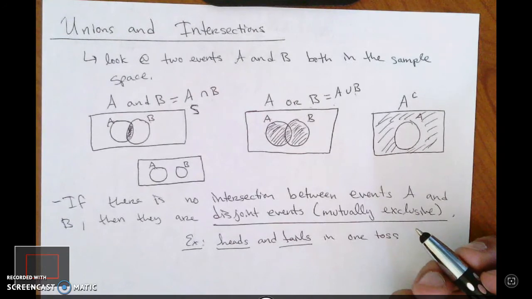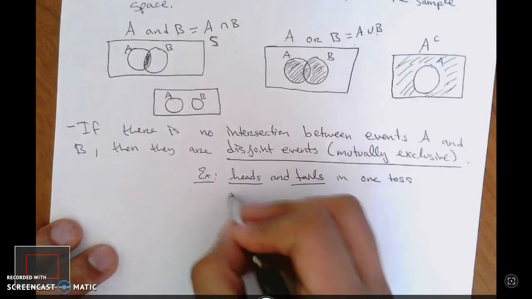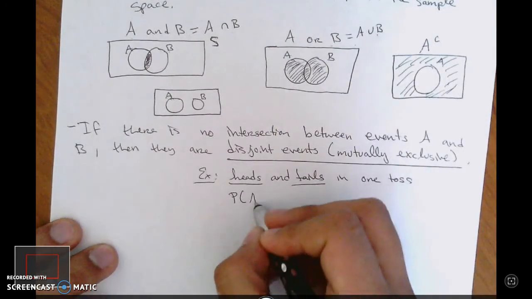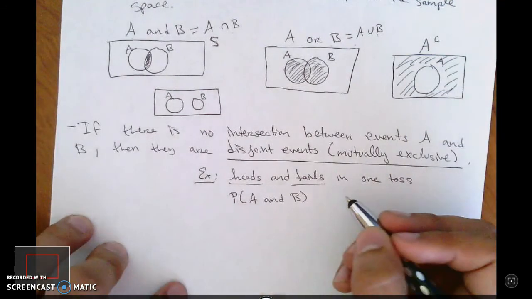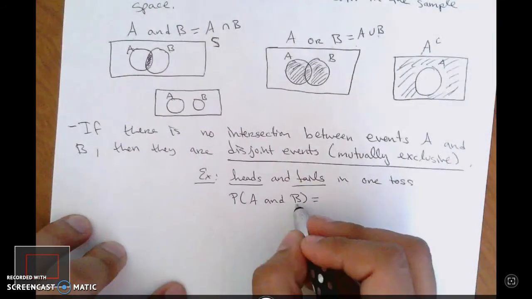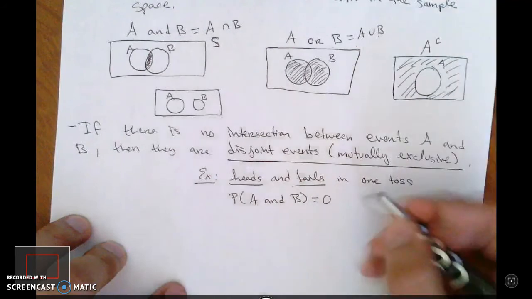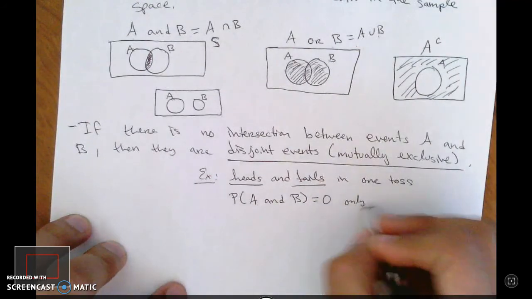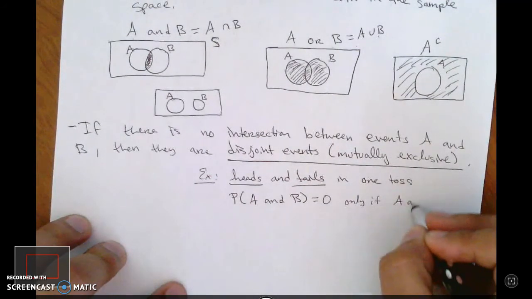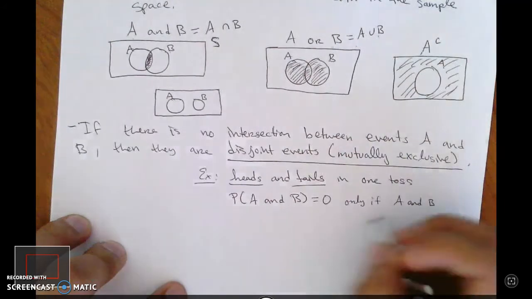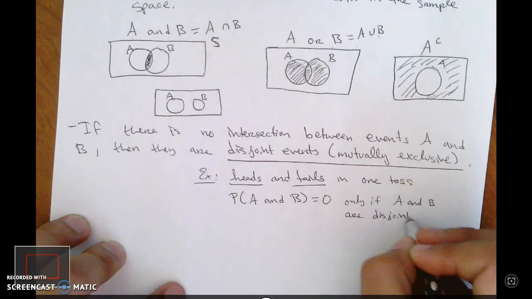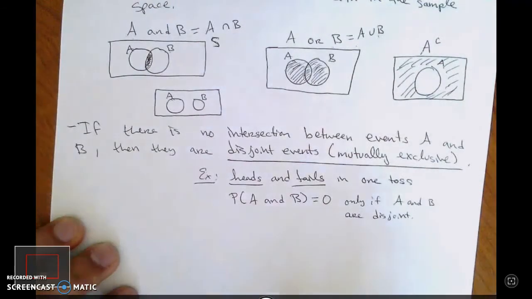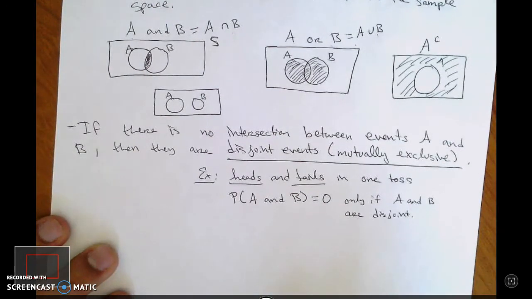In essence, let me write it down. The probability of obtaining A and B, if I know that A and B are mutually exclusive, is equal to 0. This is only if A and B are disjoint. If I know that they're disjoint, then I know that this probability is going to be equal to 0. That's what we have.